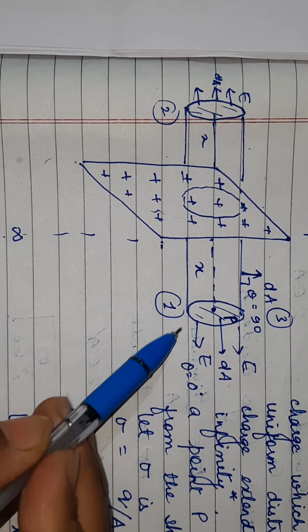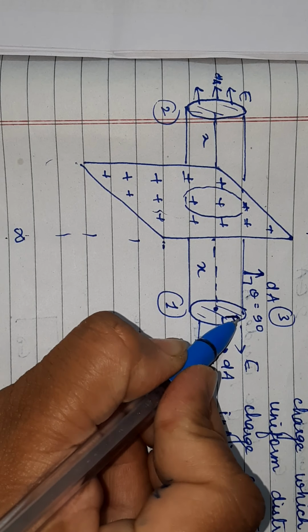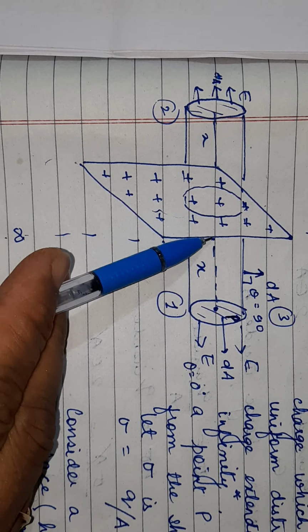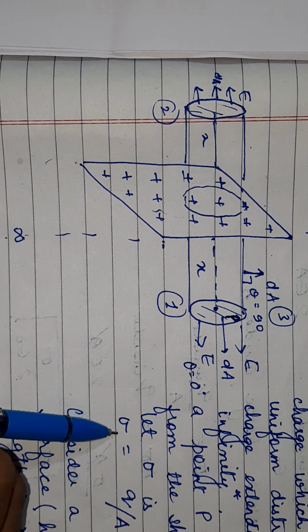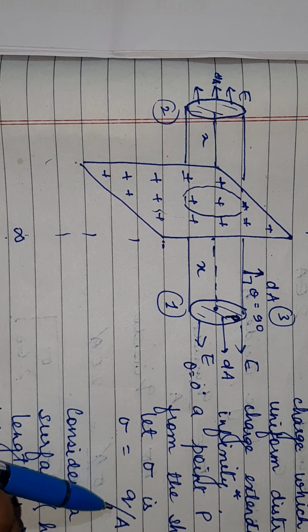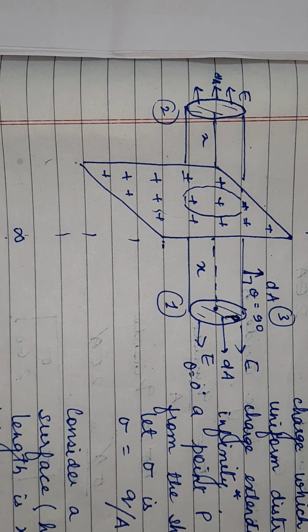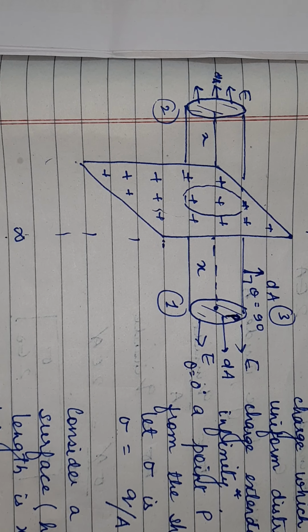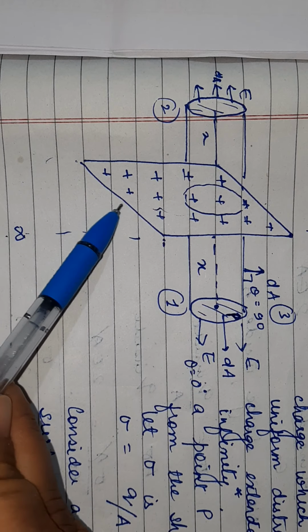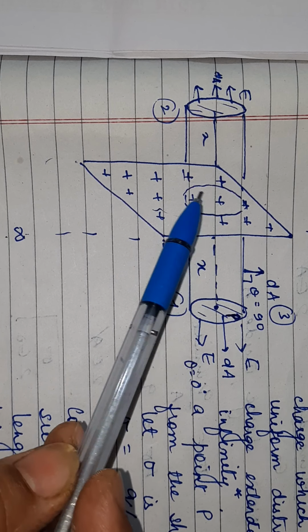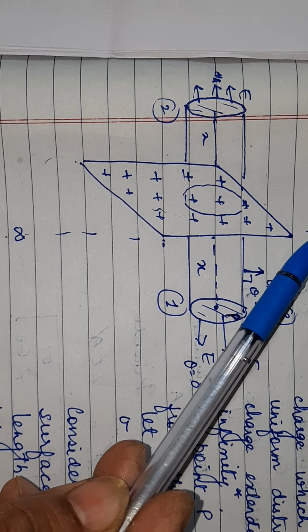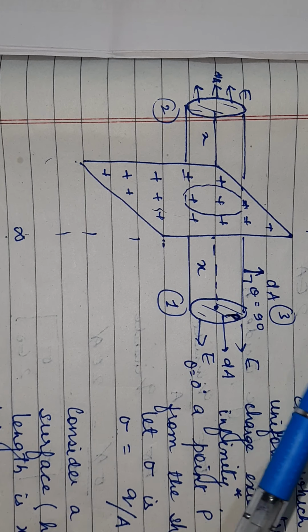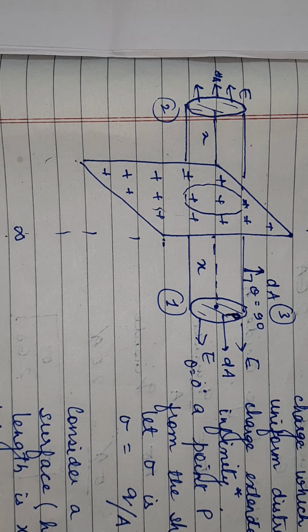Now we will consider a point P, which is at distance x from the sheet. Let sigma be the charge density, that is charge per unit area. Why are we considering charge density? Because the plane sheet is extended up to infinity, so we cannot easily calculate the number of charges. That's why we are using charge density here.